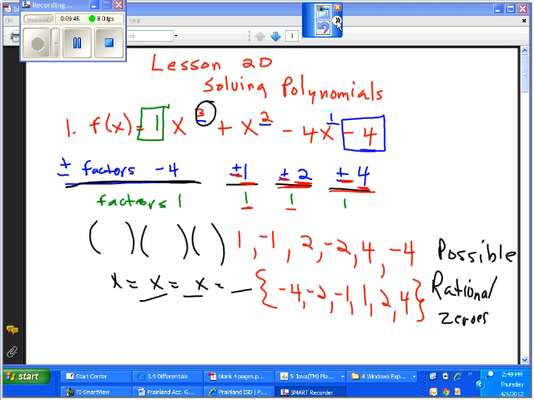Okay? Any questions on number 1? So here's the answer to number 1. This is the set of possible rational zeros for that cubic x cubed plus x squared minus 4x minus 4. Okay? All right, number 2.